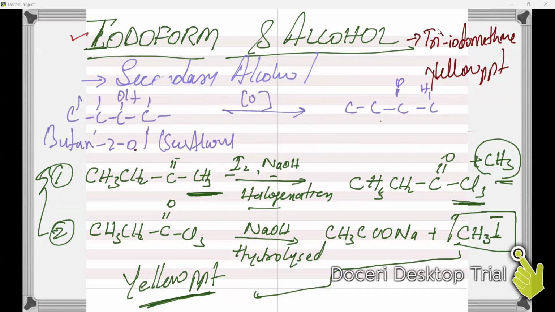This was a secondary alcohol. This can be further explained by the iodoform reaction. It can be further treated in the presence of iodine and sodium hydroxide, halogenation. At the beginning, it will give me this product. Further, when it is hydrolyzed in the presence of sodium hydroxide, the end product should be methyl iodide with a yellow precipitate. That means it confirms the presence of secondary alcohol. So these are all the reactions of alcohol along with the production as well.